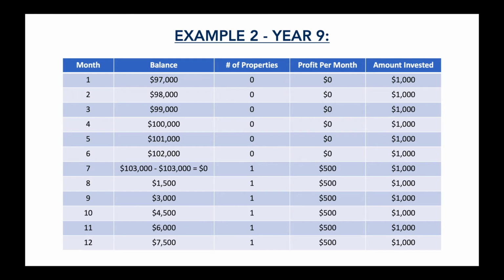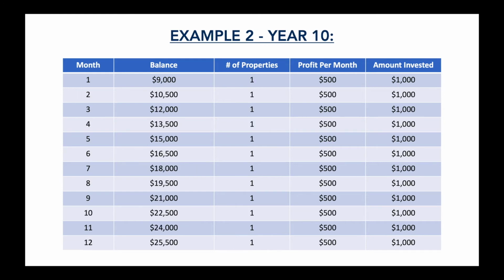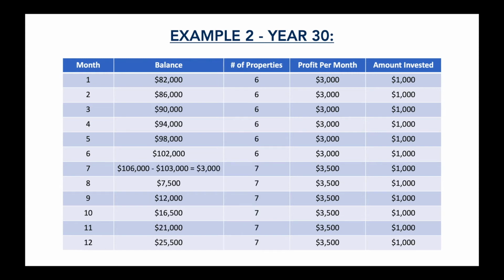So we can continue this process, and here at year 10, we can see that we still have one property with a profit of $500 per month. At year 20, we have 3 properties with a profit of $1,500 per month. We begin year 30 with 6 properties and end it with 7 properties, which means we have a profit per month of $3,500. Again, that's a decent amount of money.